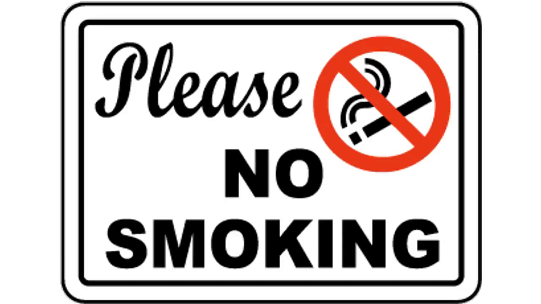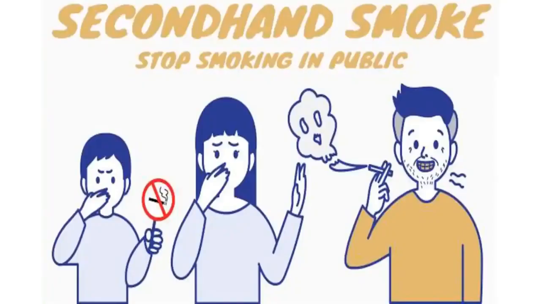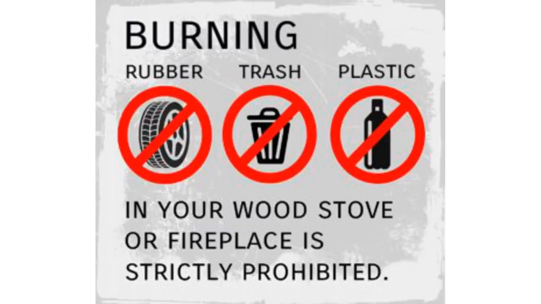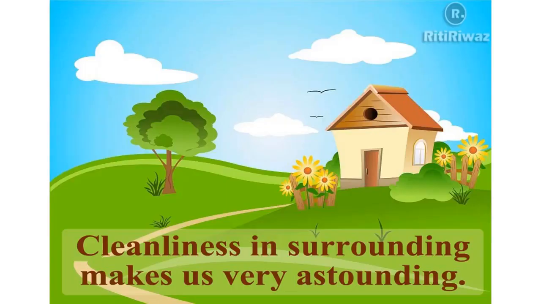Please do not smoke. Smoking is the primary cause of fatal respiratory problems. Avoid secondhand smoke. Stay away from smoky areas and use protective gear. Avoid exposure to air pollution. It is advised to wear protective masks when going outdoors. Do not contribute to air pollution by burning objects such as rubber and plastics. It's always good to keep the surroundings clean, well ventilated, and dust-free.